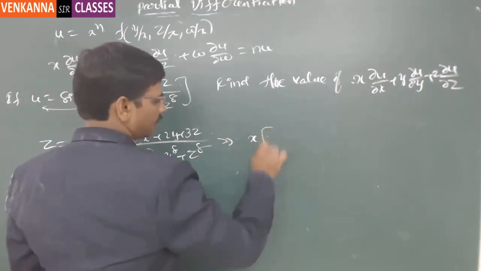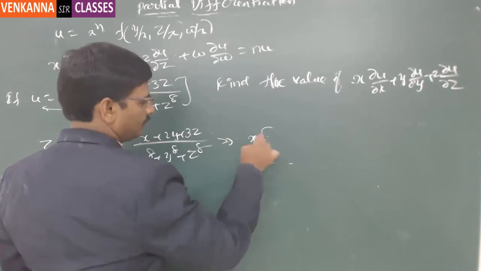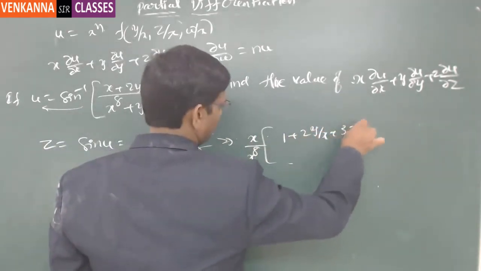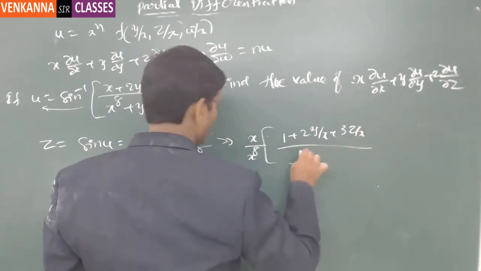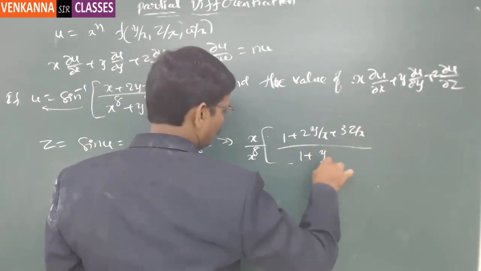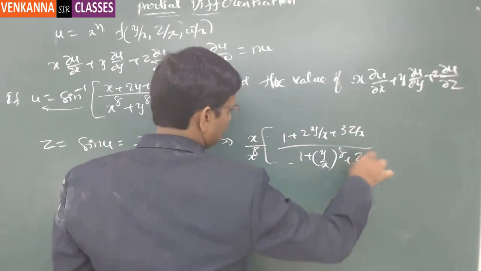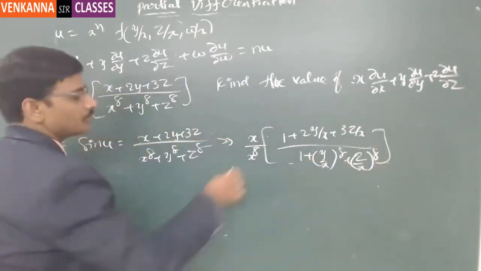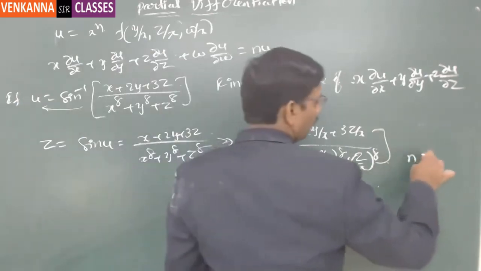You can take x from the top and x^8 from the bottom: (1 + 2y/x + 3z/x) divided by (1 + (y/x)^8 + (z/x)^8). Now this is an Euler's homogeneous equation where n = -7.